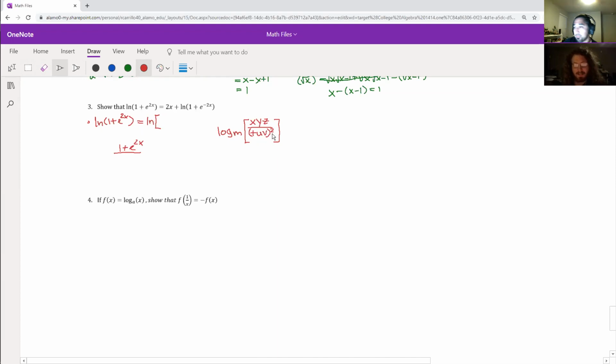You can start by separating it according to the multiplication. You just have to be very careful about how you do it. But I feel like the easiest way to do this is to start by splitting the division. So you would get log m of x, y, z minus log m of t, u, v squared.